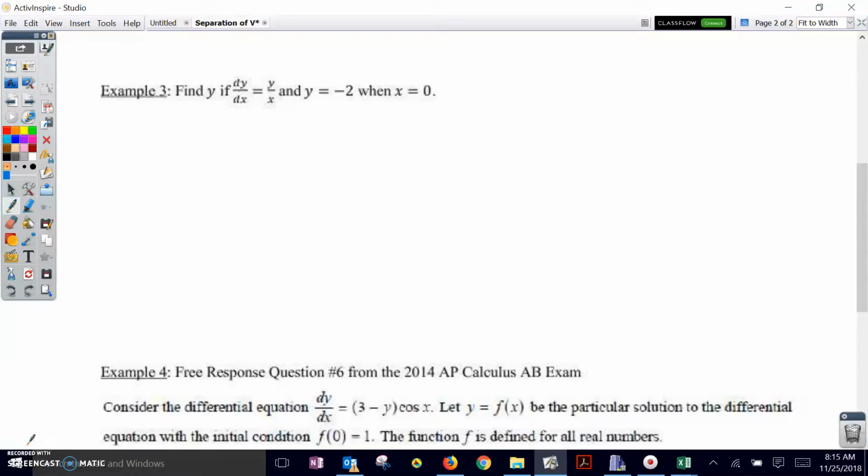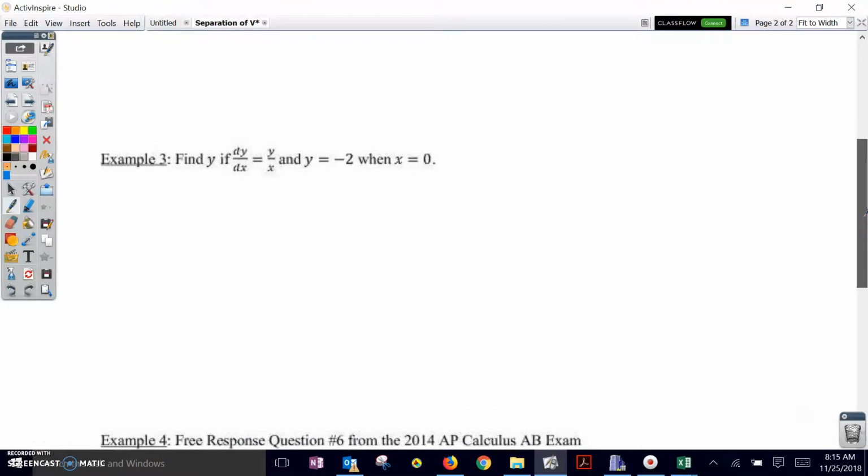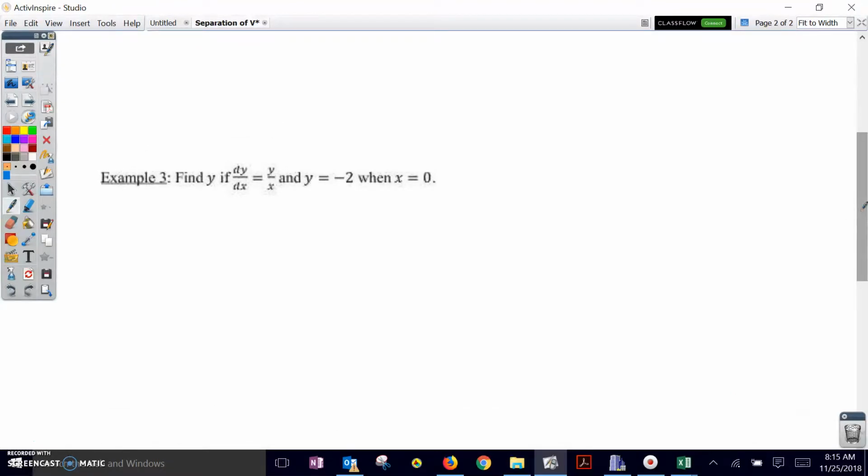Alright, welcome back everybody. In this video we're going to handle the last two examples from the separation of variables lesson. So we'll go ahead and start with example 3. We're supposed to find a function y if dy/dx is equal to y over x, and y is negative 2 when x equals 0.